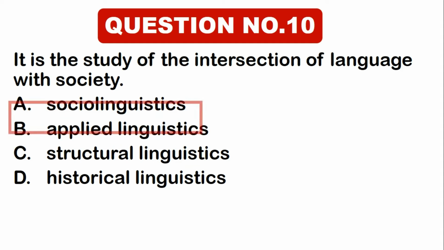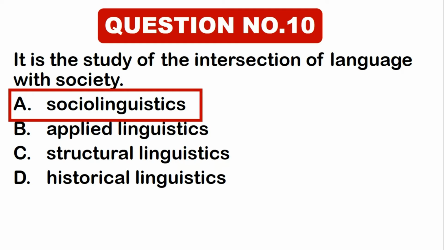Correct answer is social linguistics. Society, sociology, so social linguistics. It is the study of the sociological aspect of language, language and society, language and culture, and the effects of language use within a group of people.